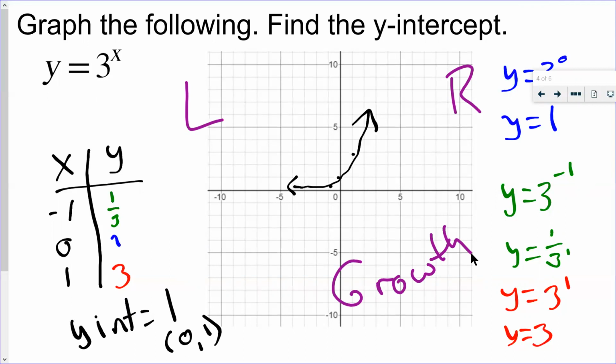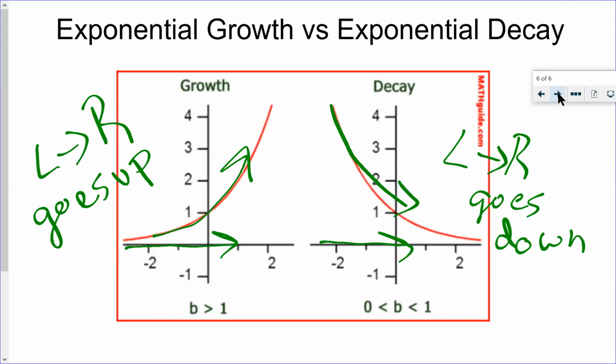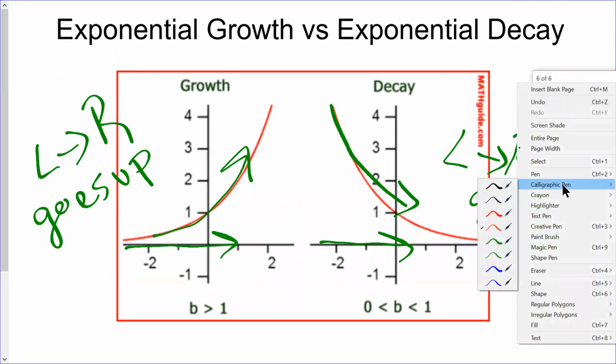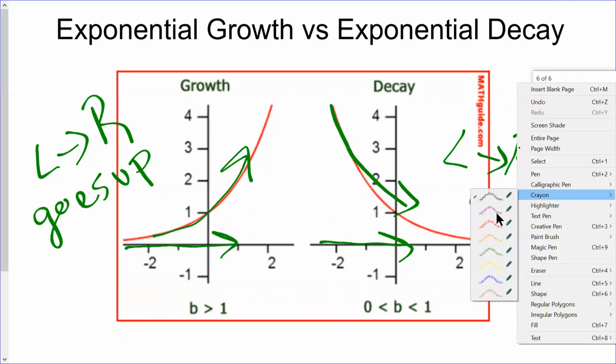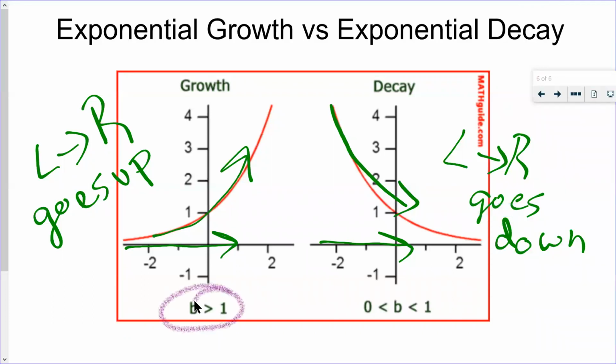Now, one of the tricky things, and you'll see down here on the bottom with the exponential growth and exponential decay, is b is greater than 1 for growth, and b is between 0 and 1 for decay. So when we have y equals b to the power of x, if the b is bigger than 1, it's going to have growth. If your b is between 0 and 1, so basically it's a fraction, you're going to have a decay. Those are going to be keys you're going to have here.